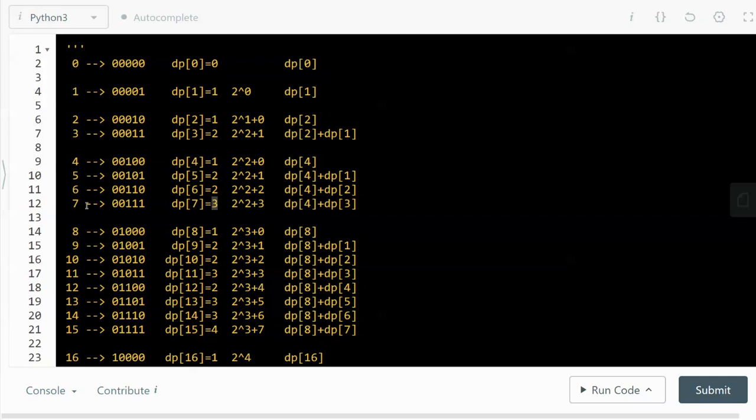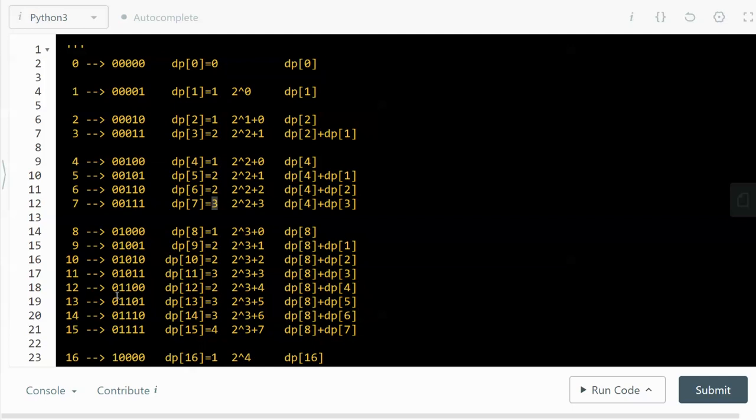After that, you kind of find a pattern, right? When you divide these numbers into groups, the first group has only 1 number, the second group has only 1 number, the third group has 2 numbers, and the fourth group has 4 numbers. The next group has 1, 2, 3, 4, 5, 6, 7, 8 numbers.